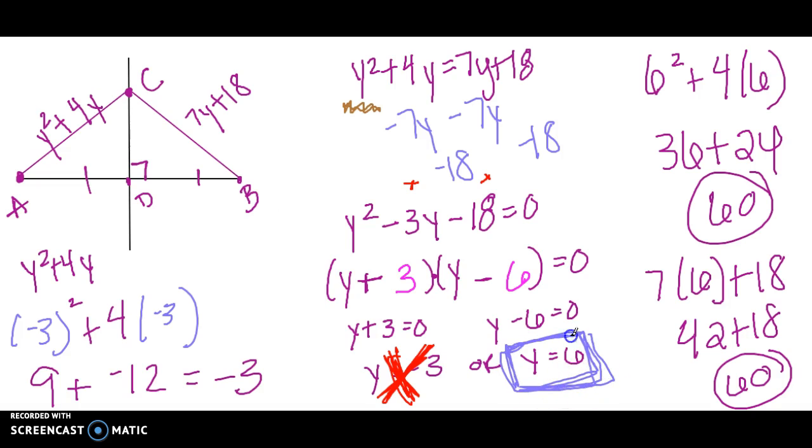Okay, so we only have one answer here because this negative 3 that we came up with gave us a negative side length, which we know can't happen. Okay, again, if you don't have a y squared, you're probably not going to factor. It's probably just going to be y, just solve for y like normal. It's when you have this squared term right here in the beginning that you have to think about factoring. But that's it.